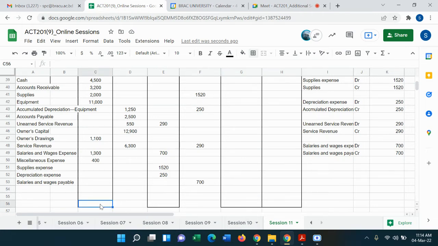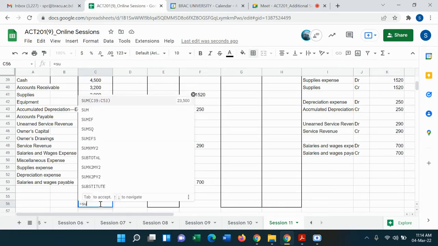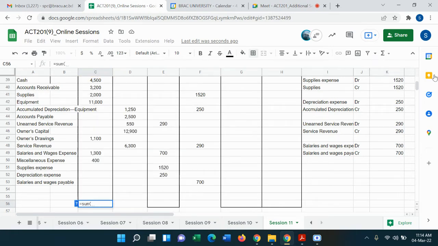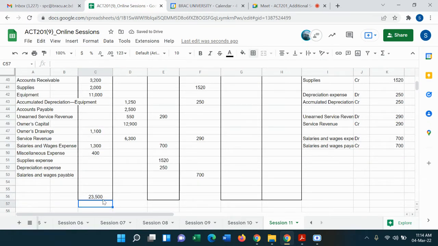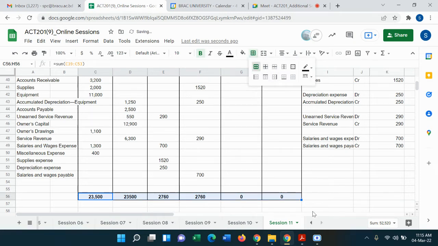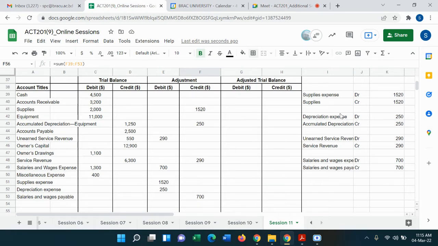Another thing we need to do is find out the total of each column to check the arithmetical accuracy. Now after the adjustments, we can see that in the adjustment columns 2760 is the total amount, which is the same for the debit and credit columns. That indicates that we have correctly transferred all the information here.